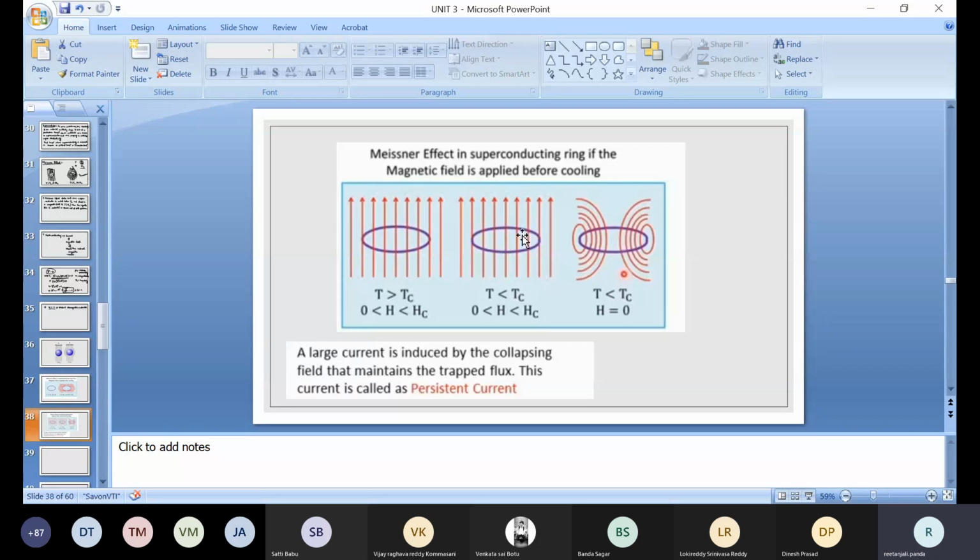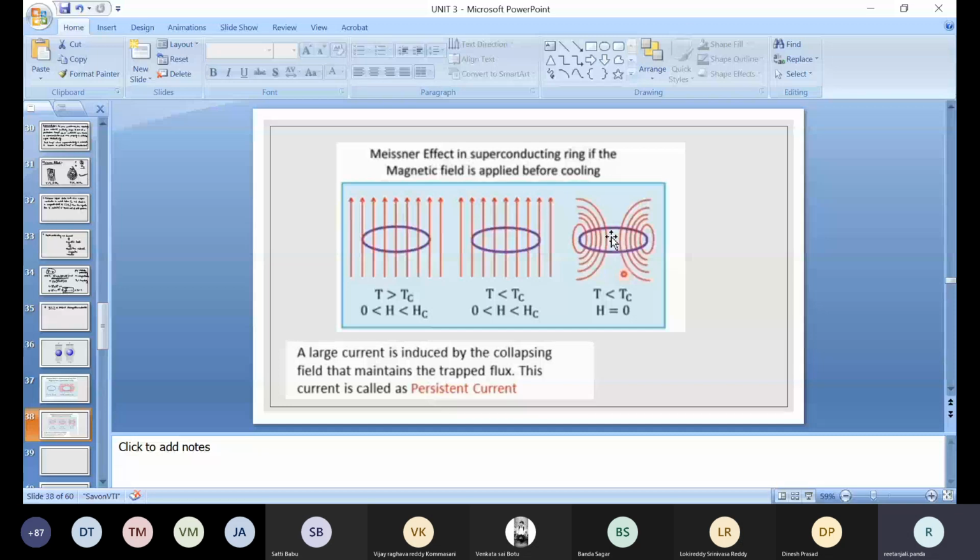Then we observe that once we remove this magnetic field, there is still some current flow that is trapped in the ring. This current which is trapped here is called your persistent current. So you can say that if a large current is induced by collapsing the field that maintains and traps the flux, this is called your persistent current.